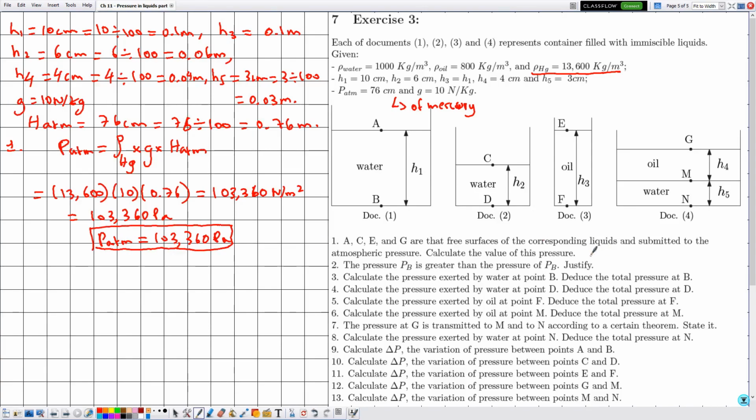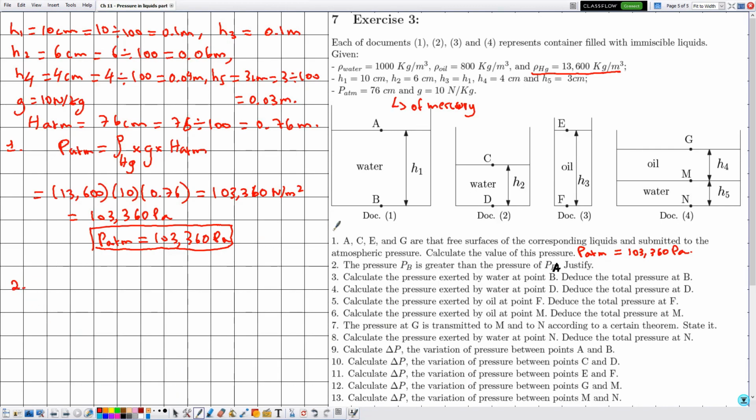Let me write here that atmospheric pressure is equal to 103,360 Pascal. And here also let me correct something, that this is A and not B.